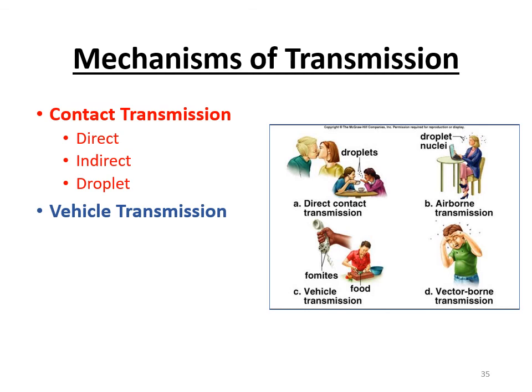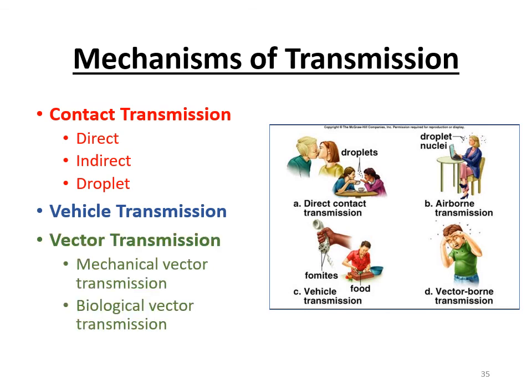The last type of transmission is vector transmission. And vector transmission can either be mechanical or biological. Either way, a vector is a carrier organism, usually an arthropod, or something such as a fly, a tick, a mosquito, any type of bug that you would think of. Okay? When we then categorize it as mechanical or biological, there are 2 ways that this bug can get you sick.